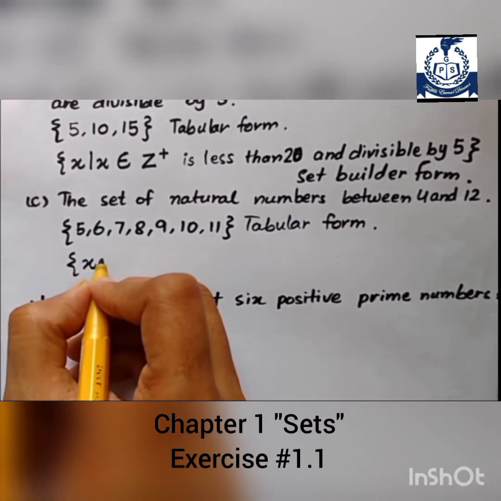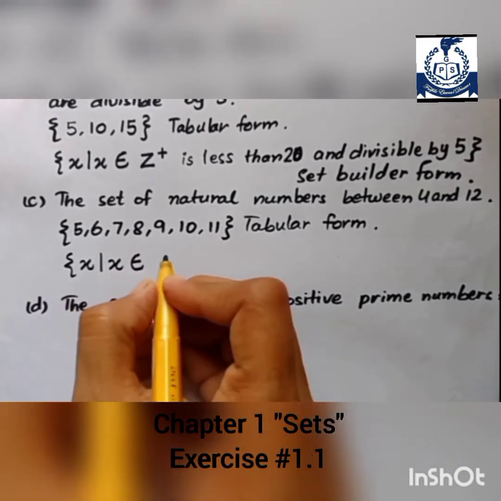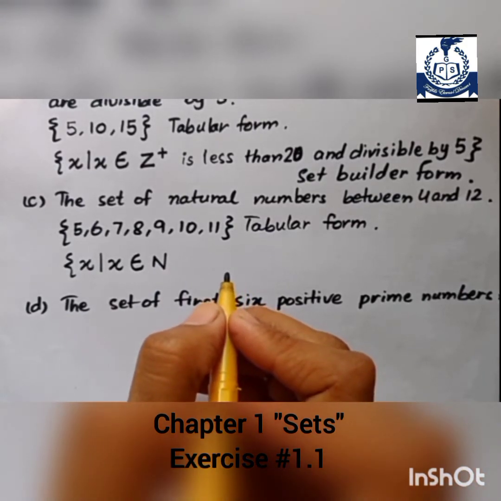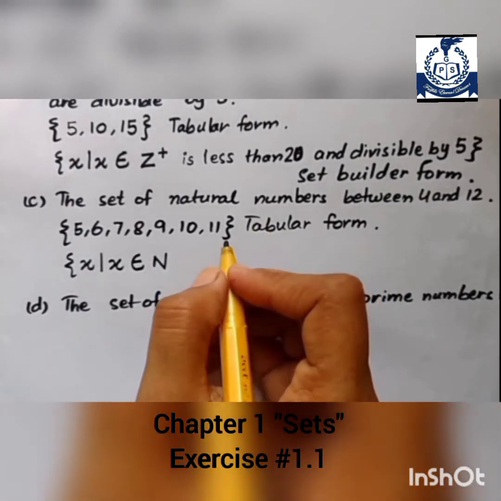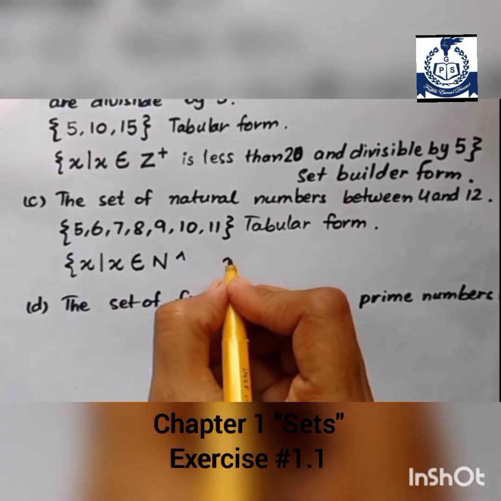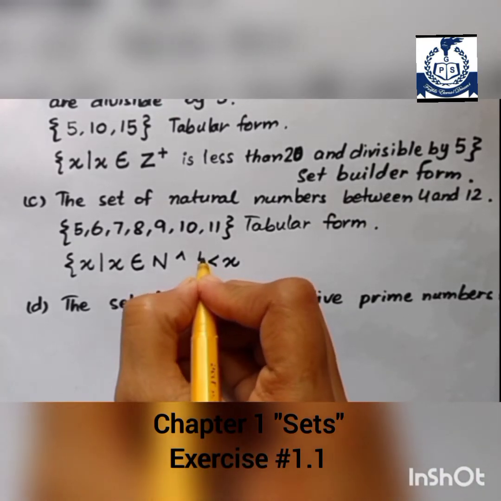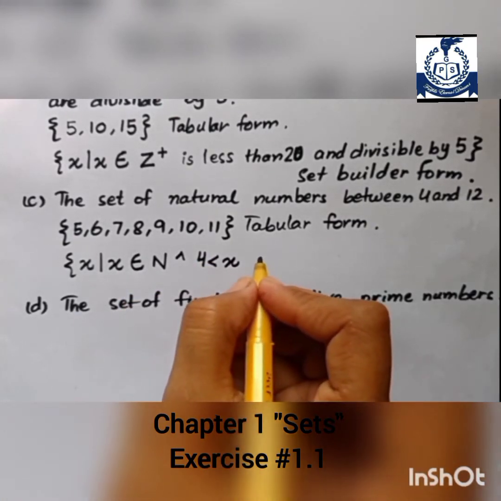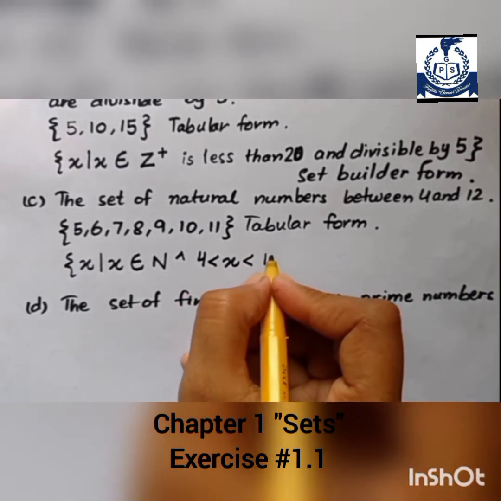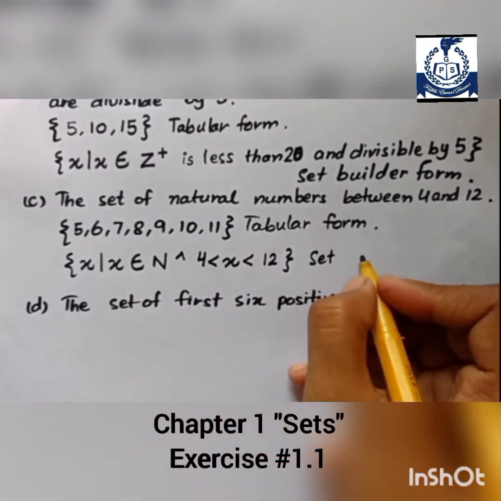x such that x belongs to natural numbers. Here we write N, which denotes the natural numbers. So here we have the condition, numbers between 4 and 12. And so here we write x is greater than 4, because we wrote 5, 6, 7; 5 is greater than 4 and less than 12. So we stop at 11, which is less than 12. So this is the set builder form.